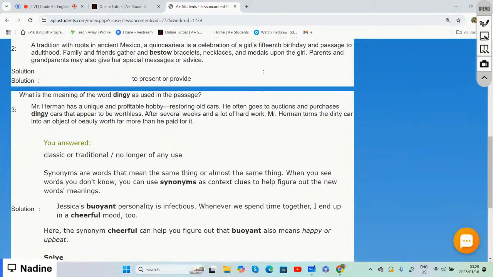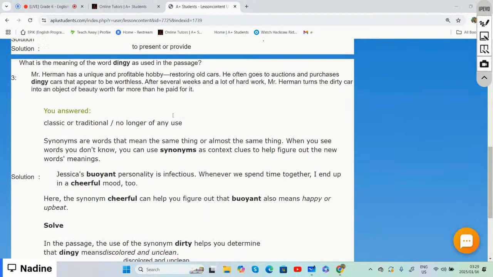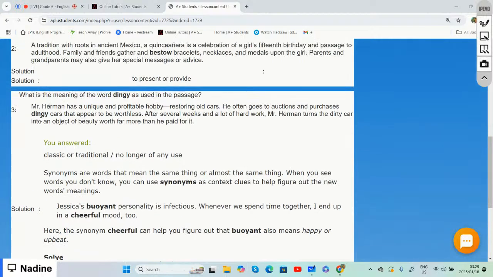It says Mr. Herman has a unique and profitable hobby, restoring old cars. He often goes to auctions and purchases dingy cars that appear to be worthless. After several weeks and a lot of hard work, Mr. Herman turns the dirty car into an object of beauty worth far more than he paid for.